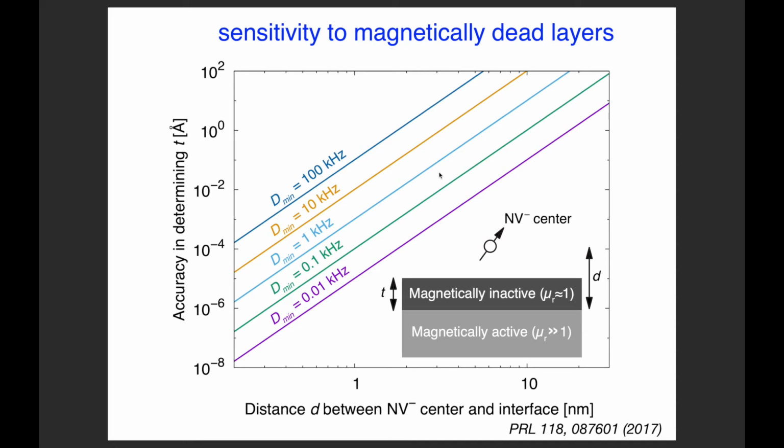If you then go over to see where the state of the art is, which is this green line of 0.1 kilohertz, you see you should be able to detect where that sits up to about 10 nanometers. So this is roughly the state of the art indicated here by the blue lines.